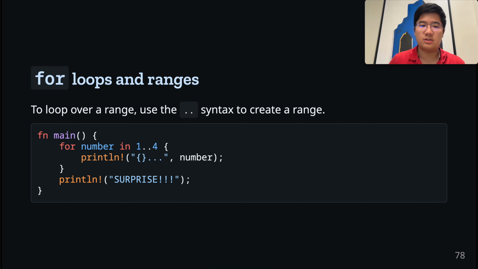We can also loop over ranges. If we want to loop over a range, we use the dot syntax to create a range. This is actually a specified type. For now, we'll just talk about 1 to 4 as, we can iterate 1, 2, 3. Note that it is inclusive at the beginning and exclusive at the end, just as all things should be.